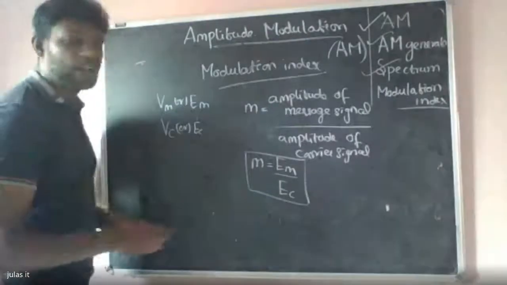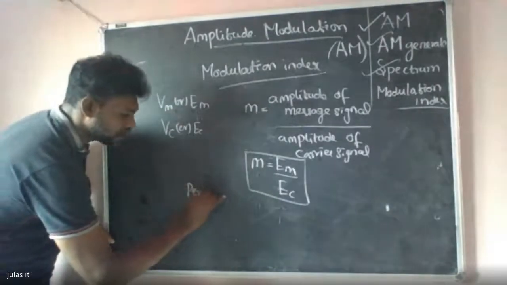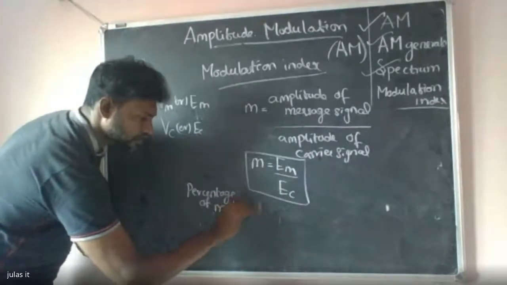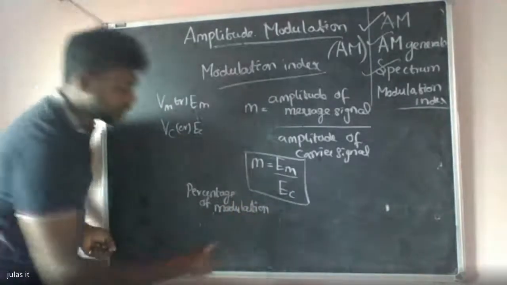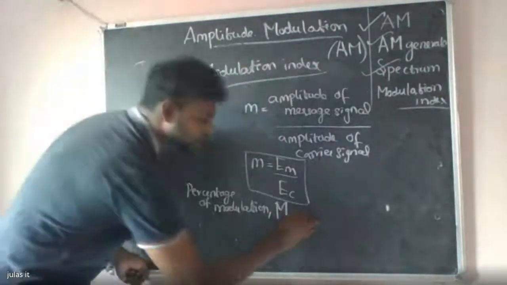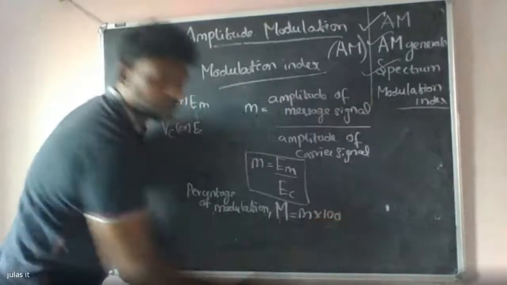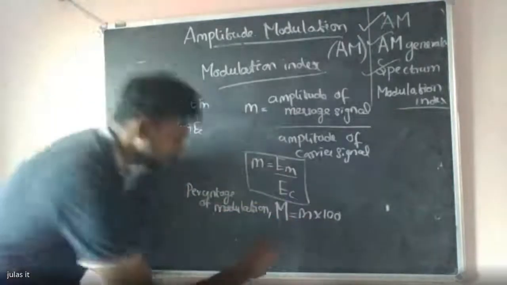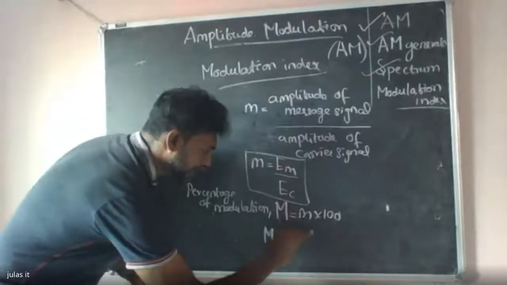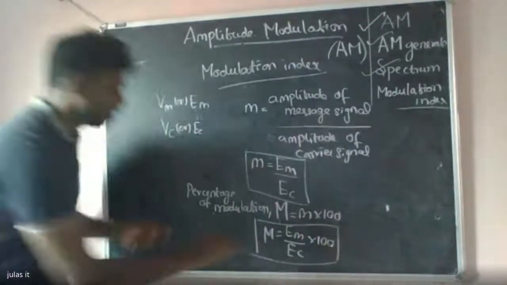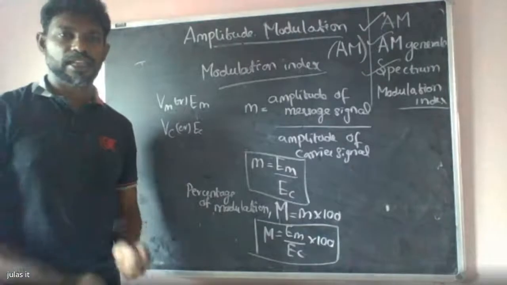At the same time, we have another term called percentage of modulation. It is represented as capital M. Capital M is nothing but small m into 100. Mostly, how do you do percentage? Into 100, right? So small m into 100. What is small m? Capital M is equal to Em divided by EC into 100. This is your percentage of modulation. Okay, are you able to understand?